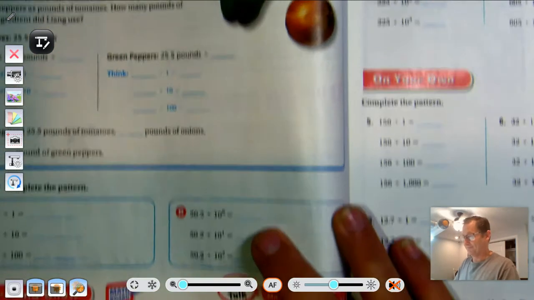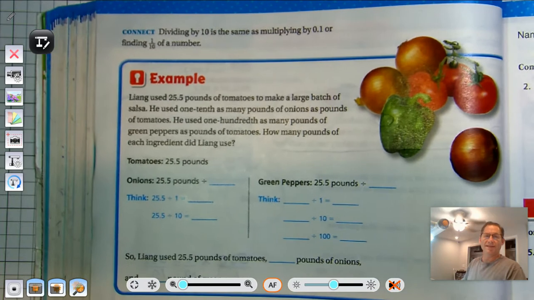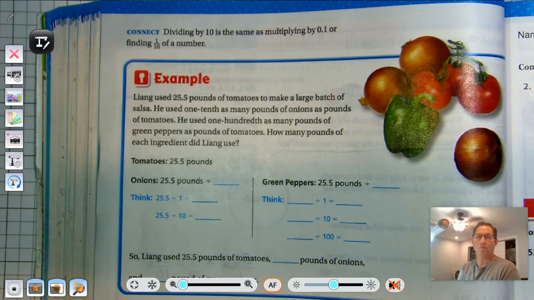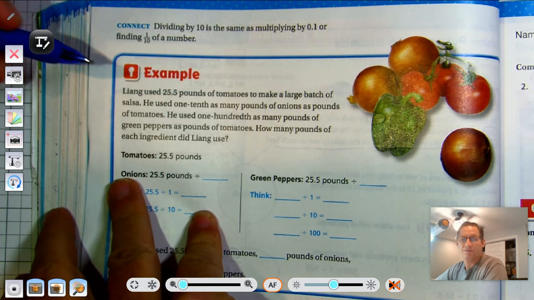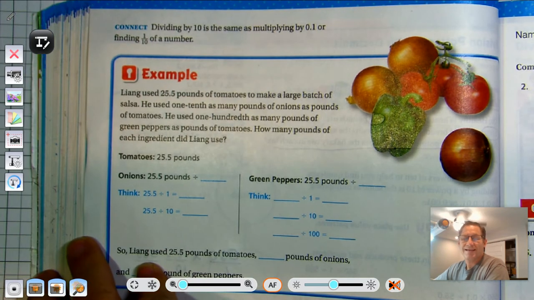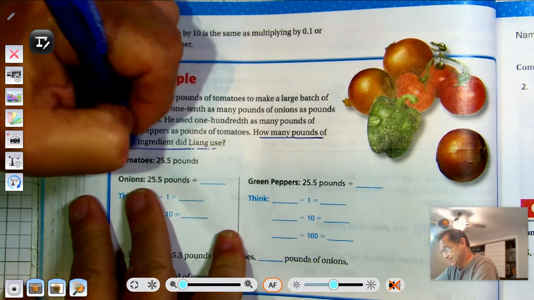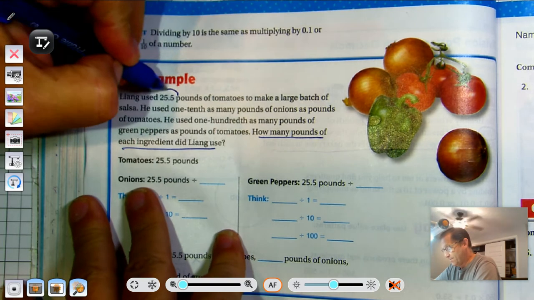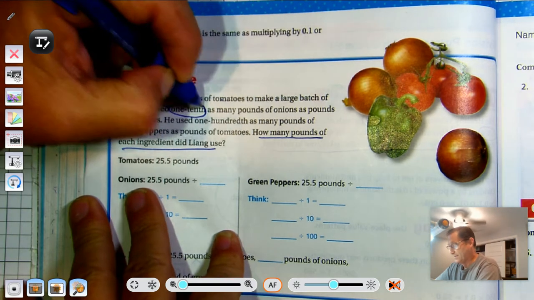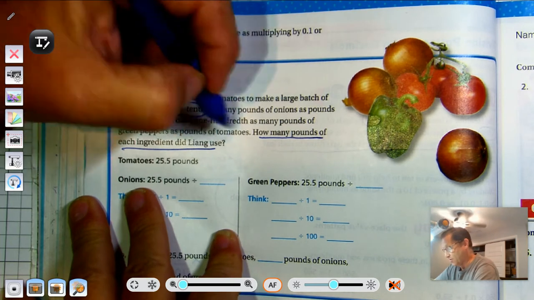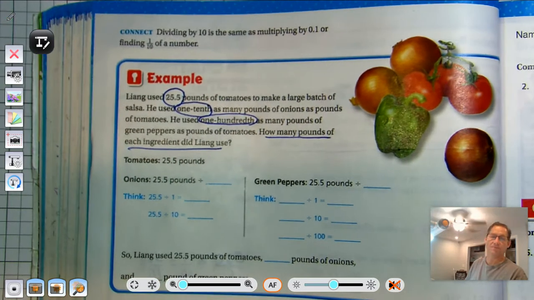All right, so let's look at page 210. So we said dividing by 10 is the same as multiplying by 1/10, or finding 1/10 of a number. So let's use this example. Liang used 25 and 5/10 pounds of tomatoes to make a large batch of salsa. He used 1/10 as many pounds of onions as pounds of tomatoes. He used 1/100th as many pounds of green peppers as pounds of tomatoes. How many pounds of each ingredient did Liang use? So we know he used 25 and 5/10 pounds of tomatoes. He's going to use 1/10 as many pounds of onions, and 1/100th as many pounds of green peppers.